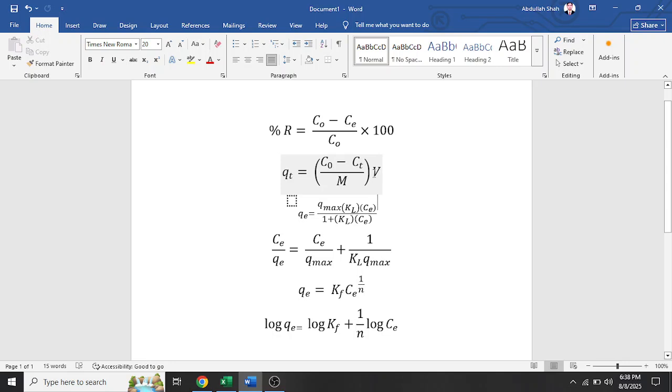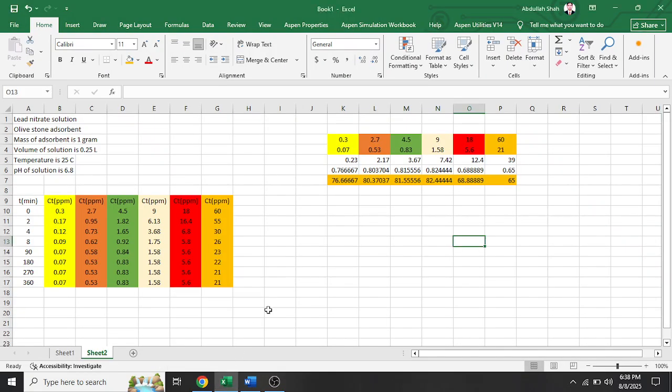How much solution are we using? So we are using 0.25 liter solution. So this is the volume of the solution from which we are removing lead ion. So from this equation we will get the adsorbent uptake. So the adsorbent uptake is equal to C naught minus Ct times V divided by M.